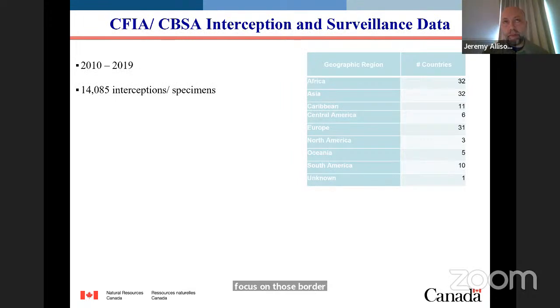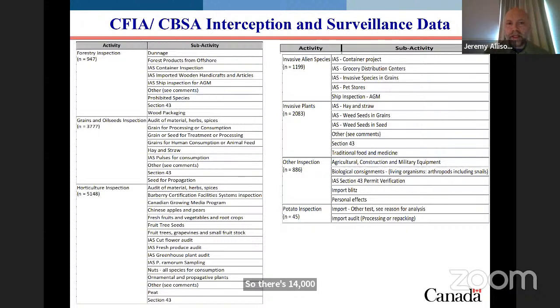Along with the people mentioned for the paper that we published, there was somebody at Northern Forest Research Centre, Bradley Tom. We're looking at the interception records from 2010 to 2019 given to us by the CFIA, and these are interception records both from the CFIA and the CBSA. There are 14,000 interception records or specimens, and they come from a variety of inspection activities. I'm not going to go through them here, but there are essentially 7 of them plus a catch-all 8th group called all other.